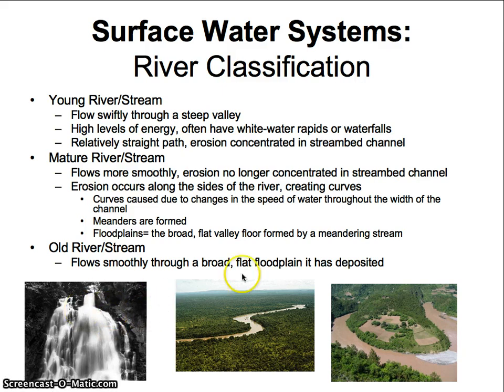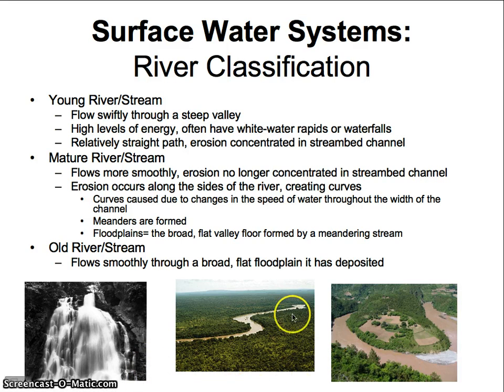Then you end up having a mature river. So this is less hilly, a little bit flatter of a topography. The flow is more smooth, and erosion is no longer concentrated just in the stream bed channel. The erosion occurs along the sides of the river, creating curves. The curves are caused due to changes in speed of the water throughout the width of the channel. This is where you have meanders forming.